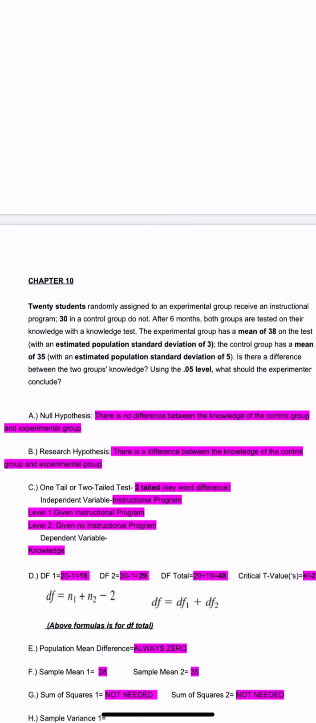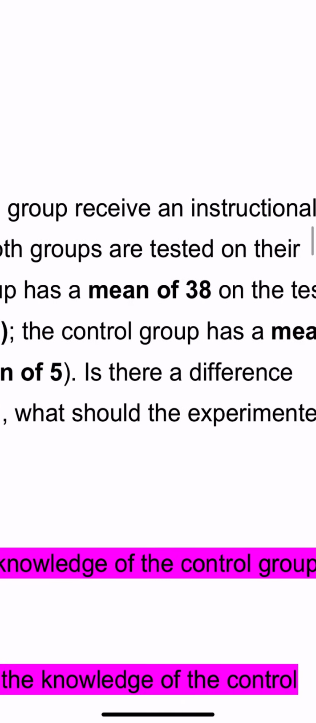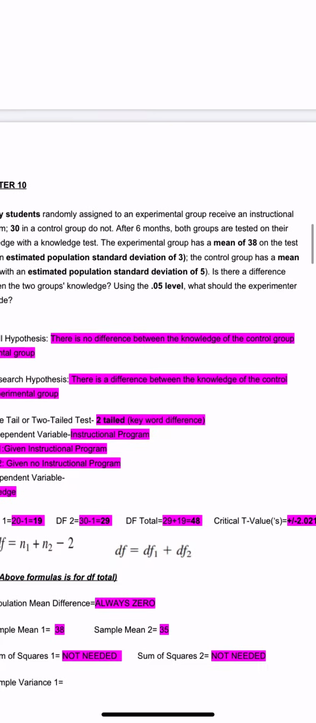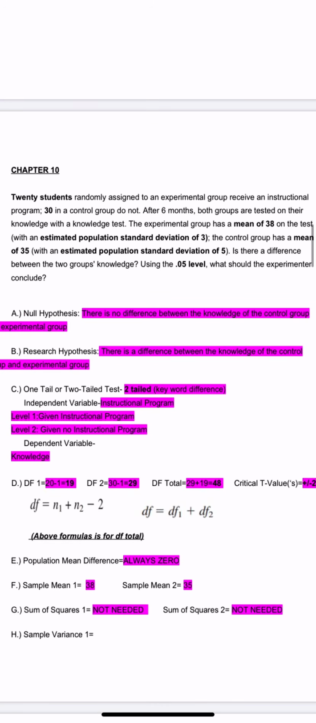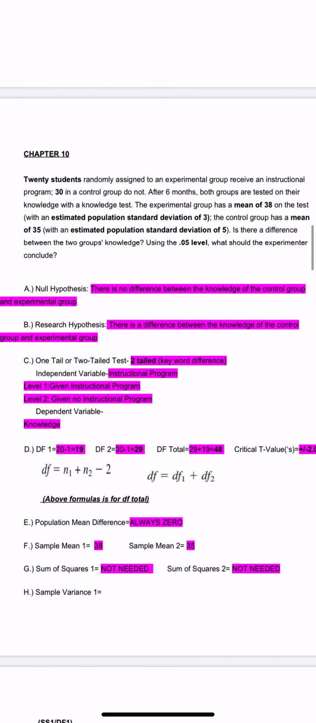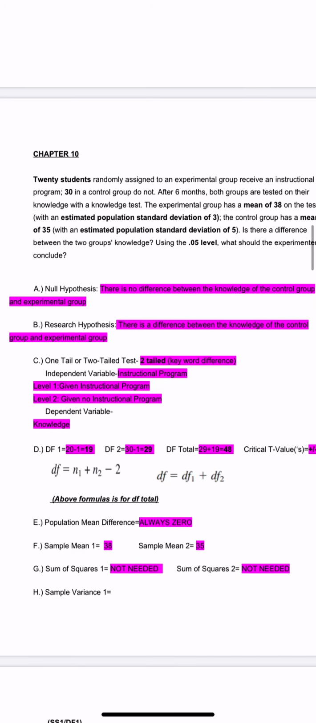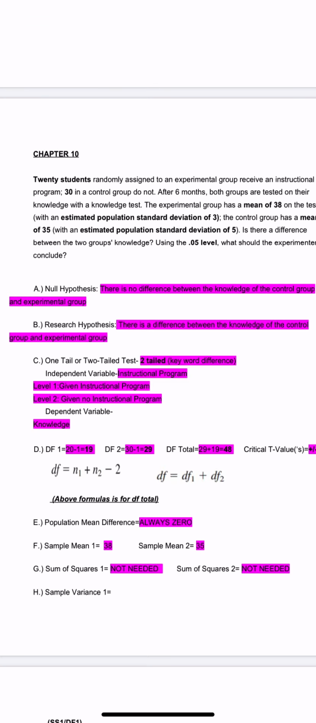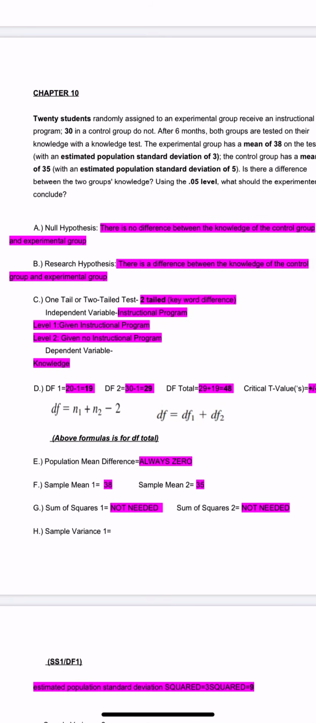Well, what's the null hypothesis? Well, what are we looking for? We're looking for just the difference, right? Is there a difference? Right? That's the key word, letting you know how many tails will be in this test and also how to write the null and the research hypothesis. So there is no difference between the knowledge of the control group and experimental group, and the research hypothesis on a two-tail test is just the opposite of the null. There is a difference between the knowledge of the control group and the experimental group. All right. One-tail test, two-tail test. Two-tailed, the keyword is difference.